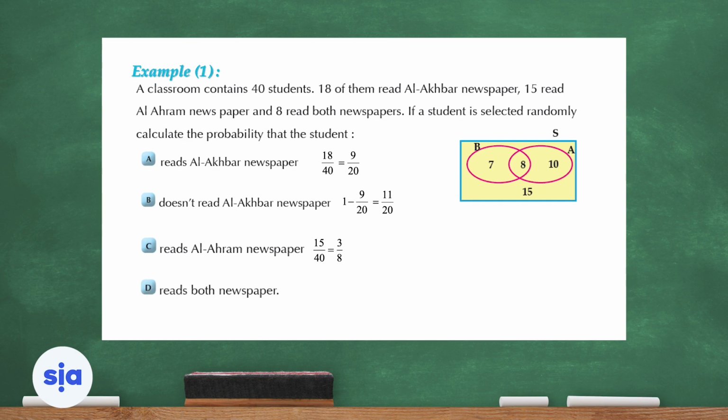Question D. What is the probability that the student reads both newspapers? Yes, where is both? Yes, excellent. Both is this intersection point. So it's 8 out of 40, which is 1 over 5. That is here in common between A and B. It's the intersection point between A and B, which are 8 students out of the 40, which is 1 out of 5.